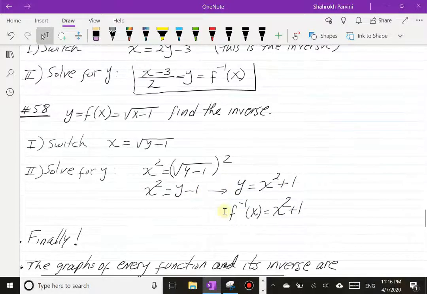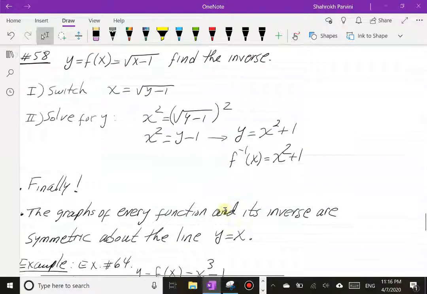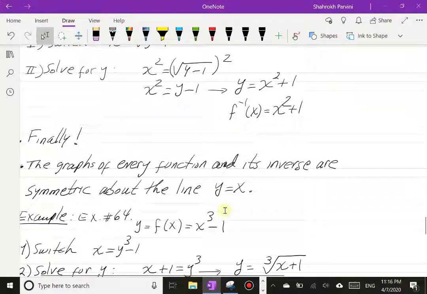Okay. Now, finally, and we're done with this one. Okay. It turns out that the graphs of every function and its inverse, and of course we're talking about every function that has an inverse, right?